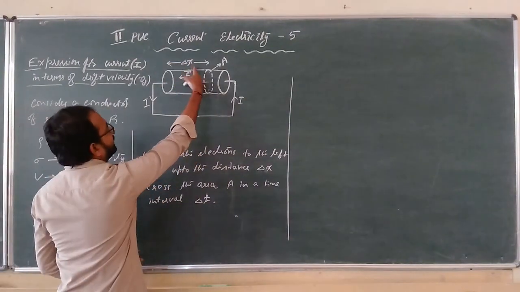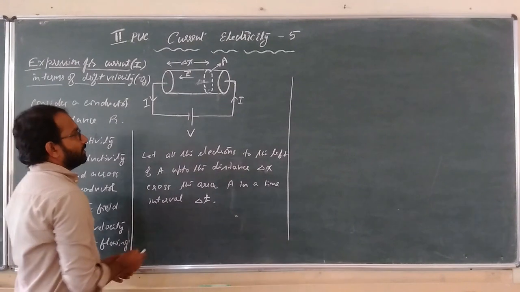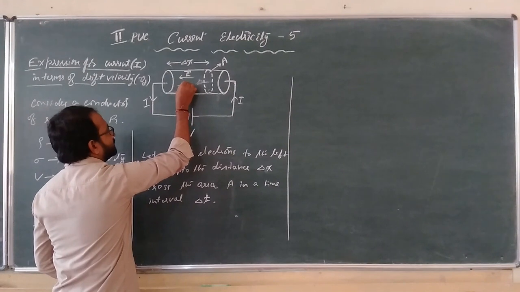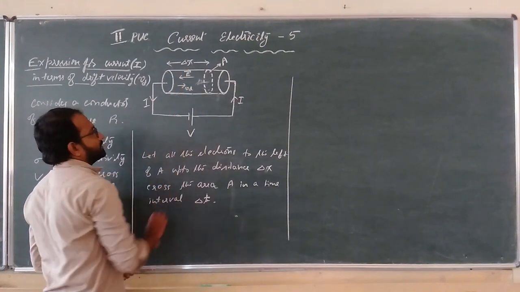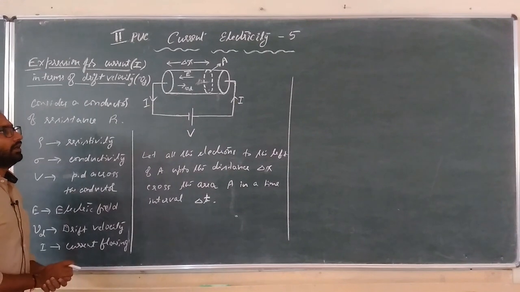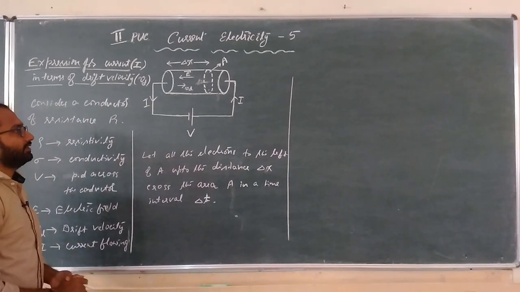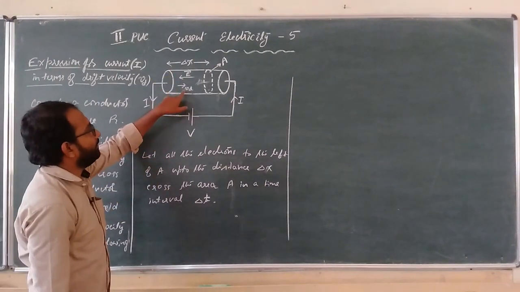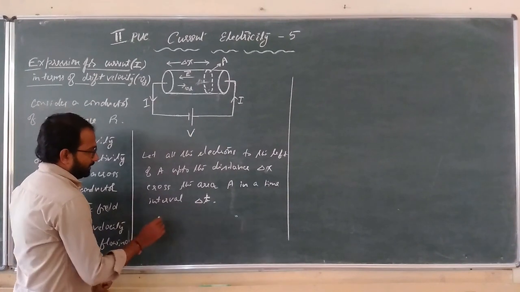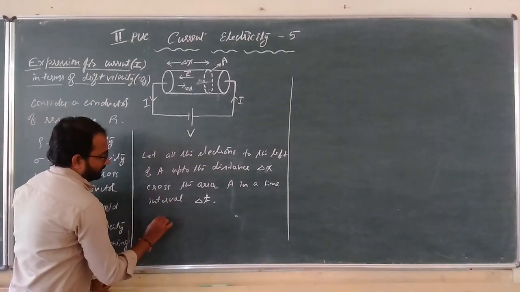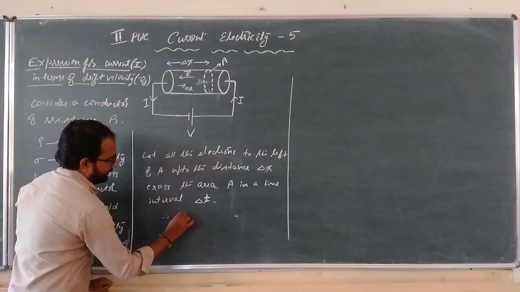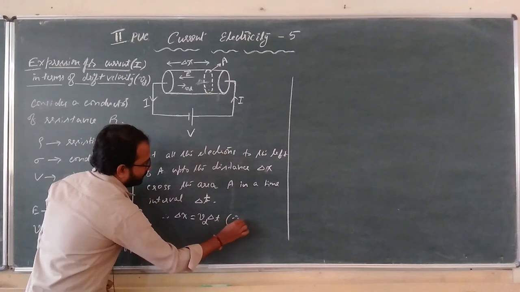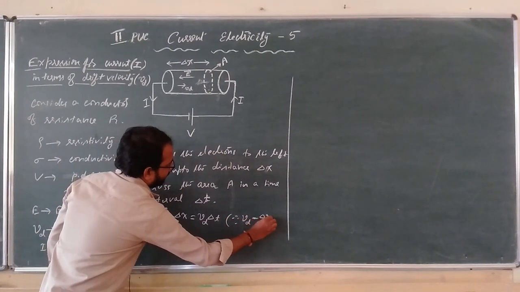Now how to write delta x? The velocity of electrons inside the conductor is Vd, because that is the drift velocity. The electrons are drifted with the velocity Vd inside the conductor. So in terms of Vd, how to write delta x? Therefore the distance delta x is Vd into delta t, since Vd is equal to delta x by delta t.